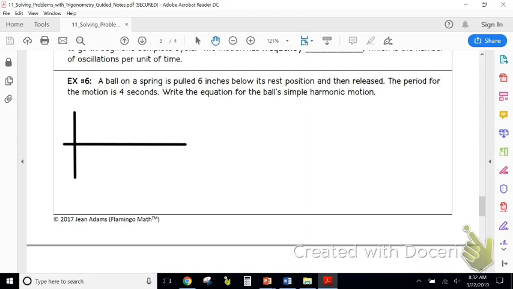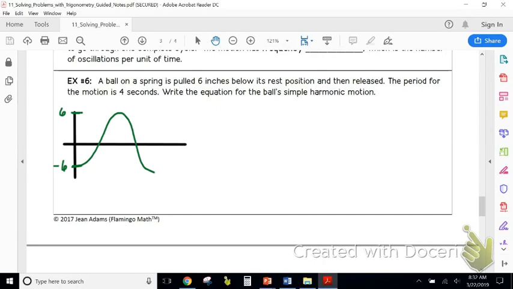Alright, so we've got this ball that's on a spring and we're going to pull it down 6 inches below its rest. So it's down here, and since it's below, it's going to be a -6. Now it's on this spring, so what's going to happen when we release it? It's going to go up and then fall back down, and then it goes up and has to come back down. So if we pulled it down 6 inches, in theory, it should go up 6 inches.